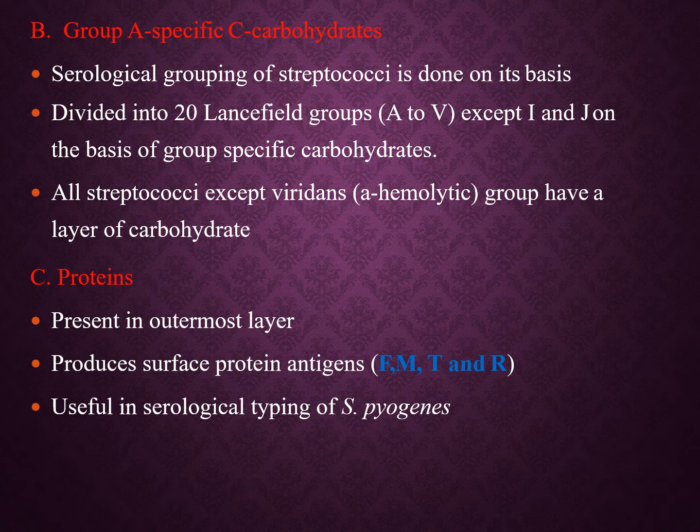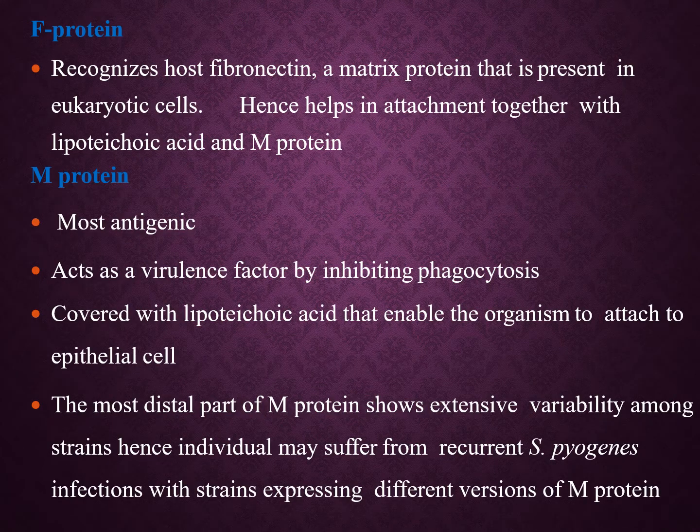And these proteins are useful in serological typing. The F protein of Streptococcus pyogenes recognizes the host organism's fibronectin. So the fibronectin is a matrix protein that is present in the eukaryotic cells. It helps in attachment together with the lipoteichoic acid and M protein.